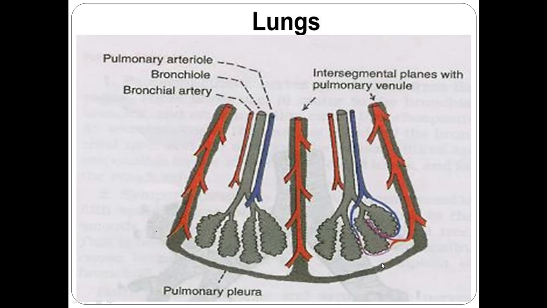So we talked about the intersegmental planes. This is a bronchopulmonary segment. What do we have in this segment? First of all, let's see the intersegmental planes. These are the pulmonary venules. And what are the constituents? The pulmonary arteriole, the bronchiole, and the bronchial artery are there in the bronchopulmonary segment, but not the pulmonary venules. These are present in the intersegmental planes. I hope this is clear to you.